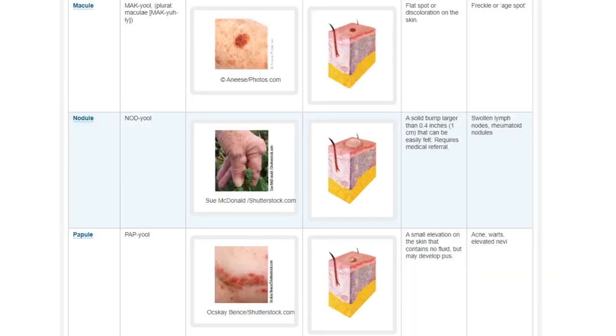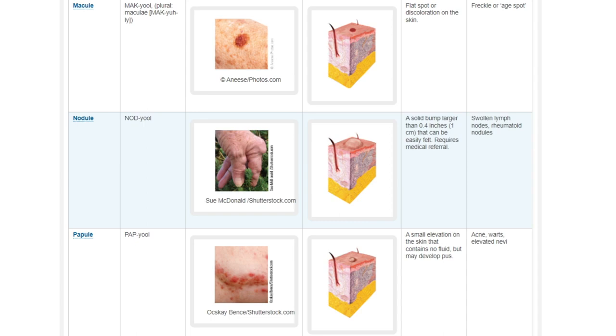Primary lesions, macule. Description: flat spot or discoloration on the skin. Example: freckle or age spot. Primary lesions, nodule. Description: a solid bump larger than 0.4 inches, 1 centimeter, that can be easily felt. Requires medical referral. Example: swollen lymph nodes, rheumatoid nodules.